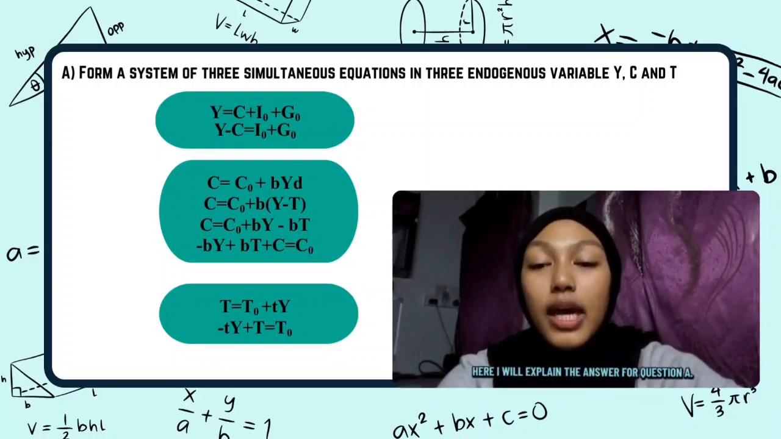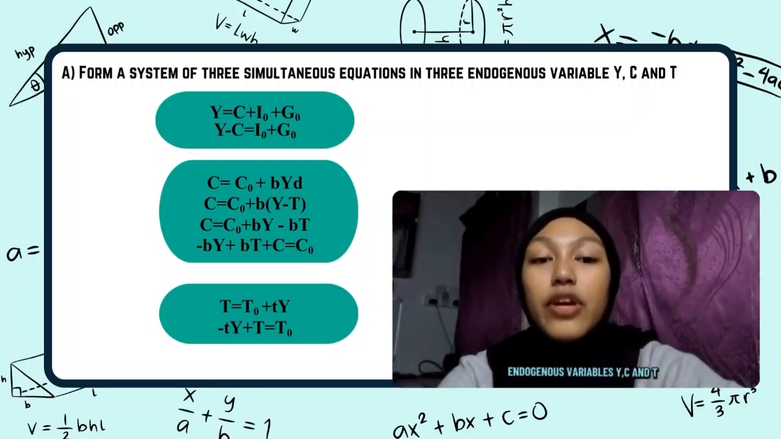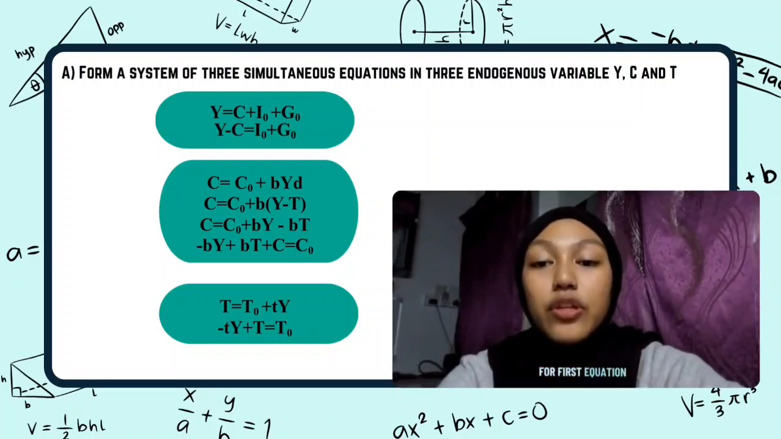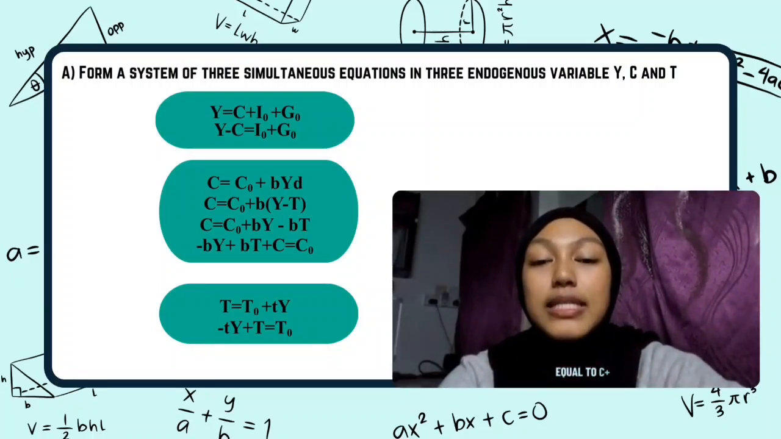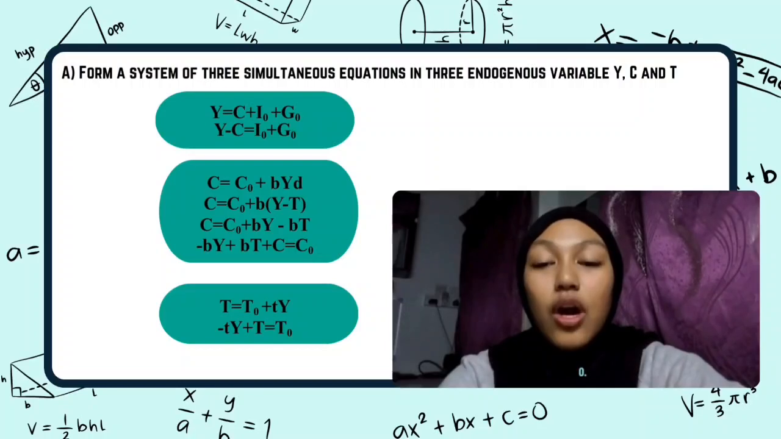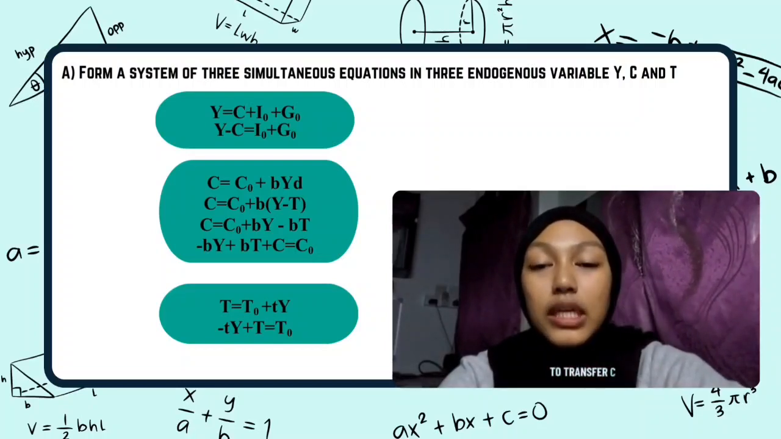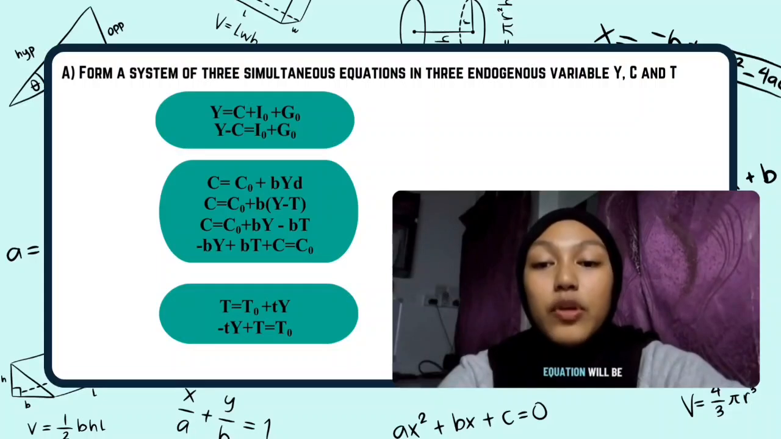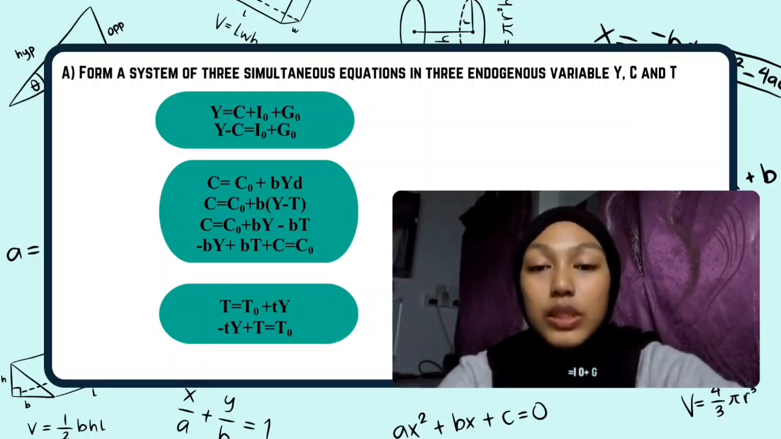310022. Here, I will explain the answer for question A, which forms a system of three simultaneous equations in three endogenous variables: y, c and t. The first equation will be y equal to c plus I0 plus G0. First, we need to transfer c to the left side with y. So the final equation will be y minus c equal to I0 plus G0.